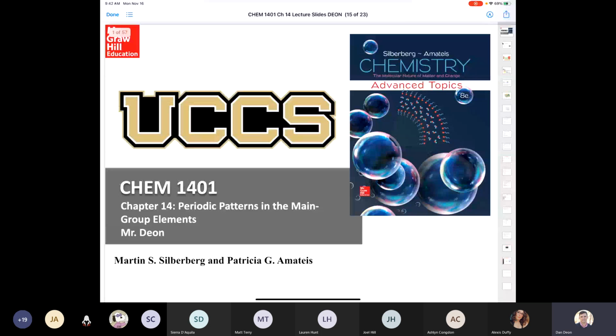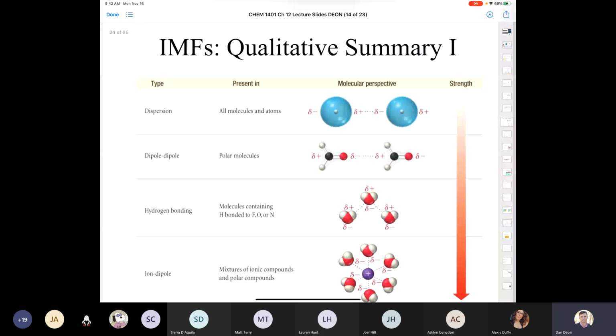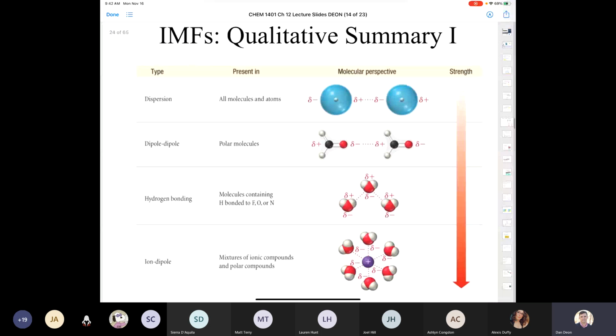And look at a summary of all the intermolecular forces that we've looked at so far. This says qualitative summary 1. That would imply that I have more than one qualitative summary, and I'll show you what I mean by that in a little bit. All right, what do we have?